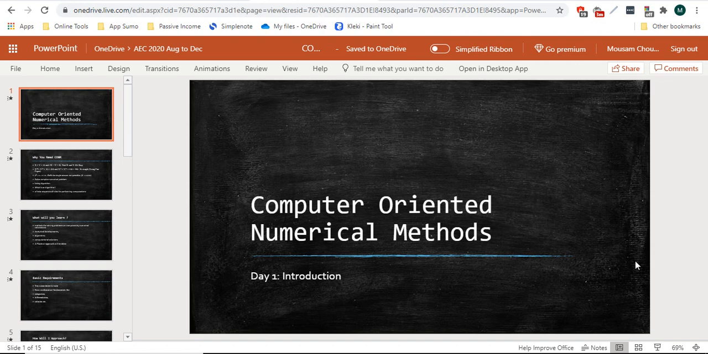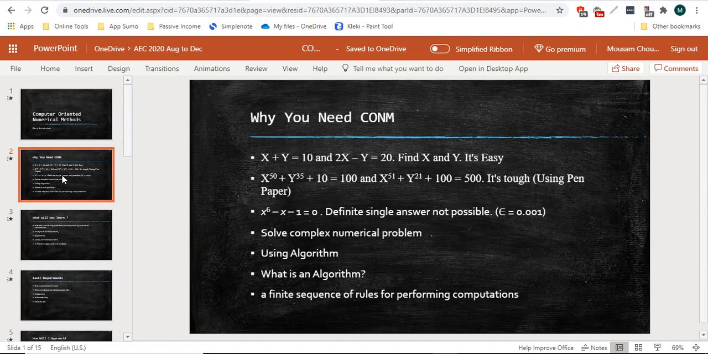Let's start. So today we are going to start with the introduction. What is computer-oriented numerical methods and why you should be studying this numerical method. So why do you need CONM?